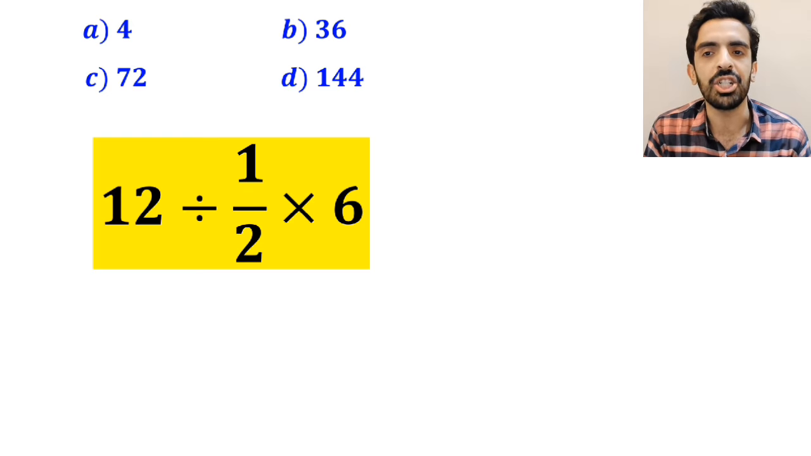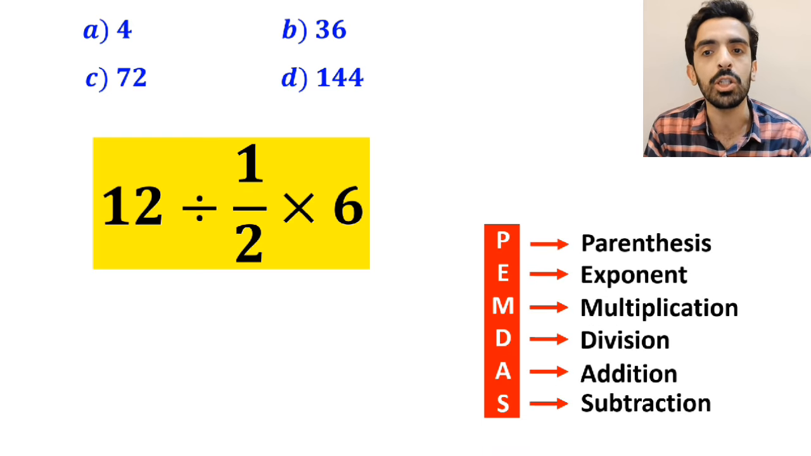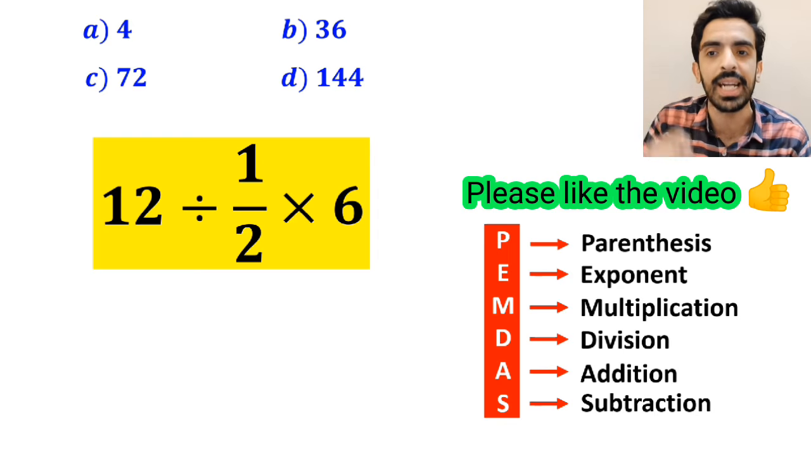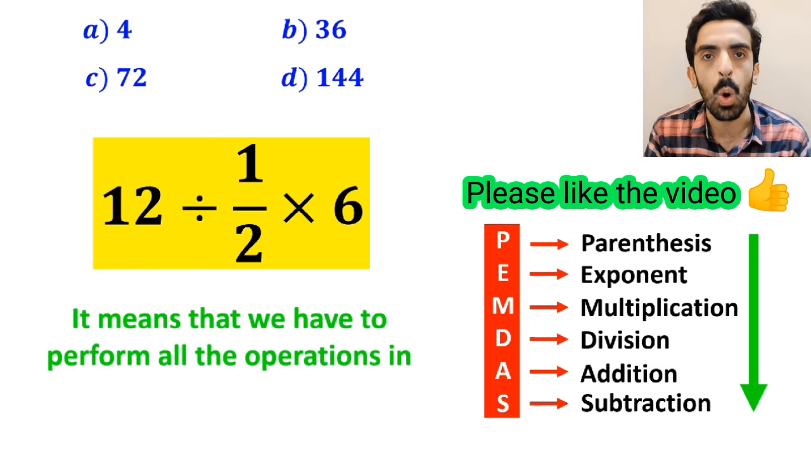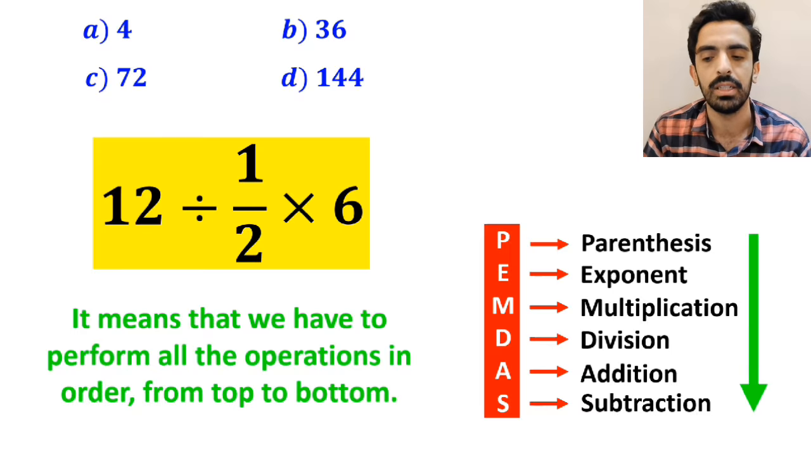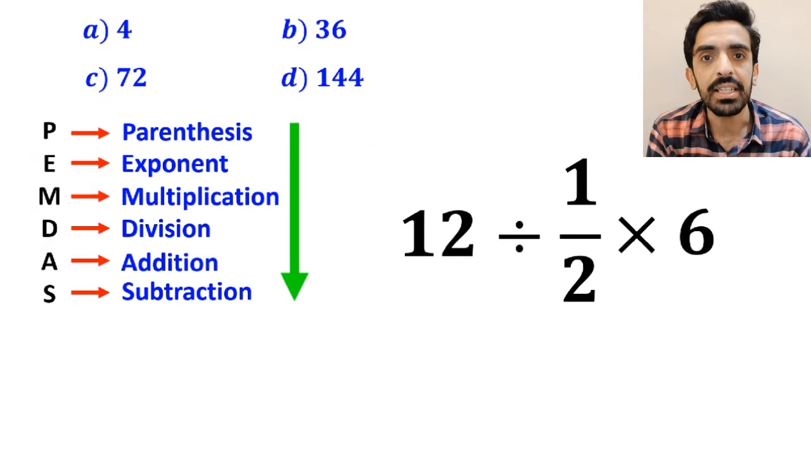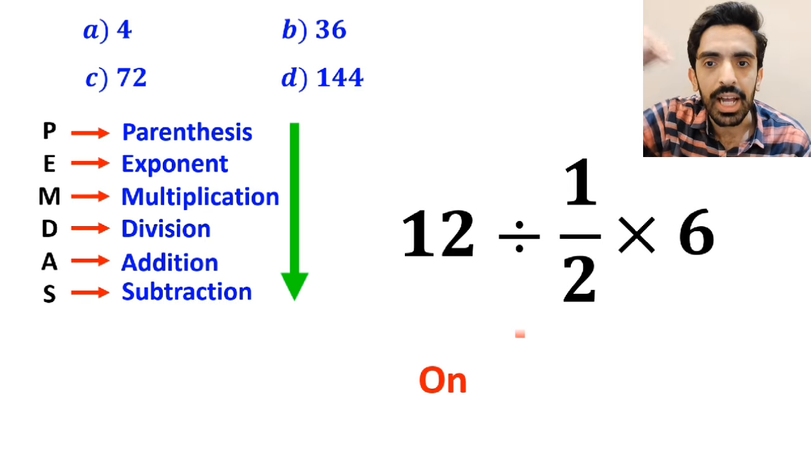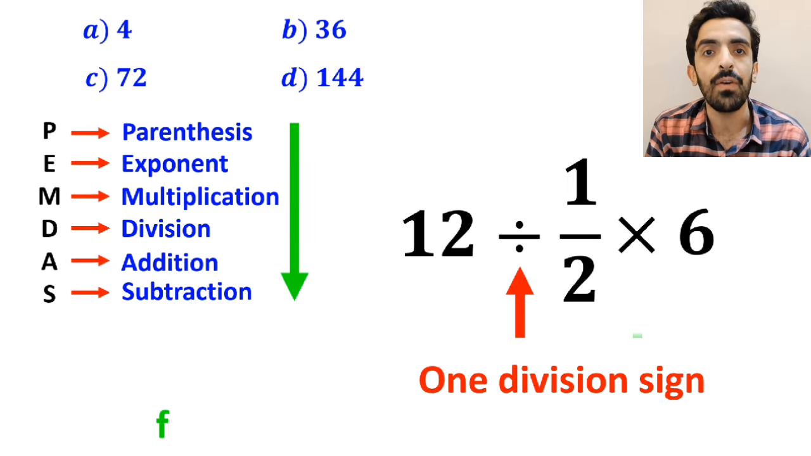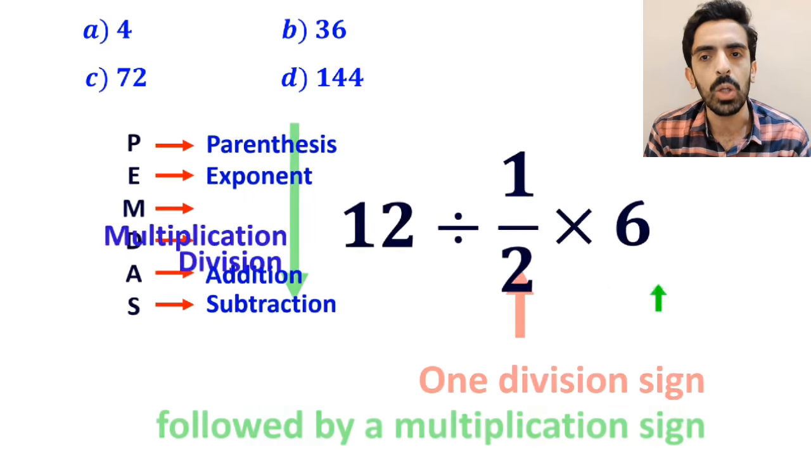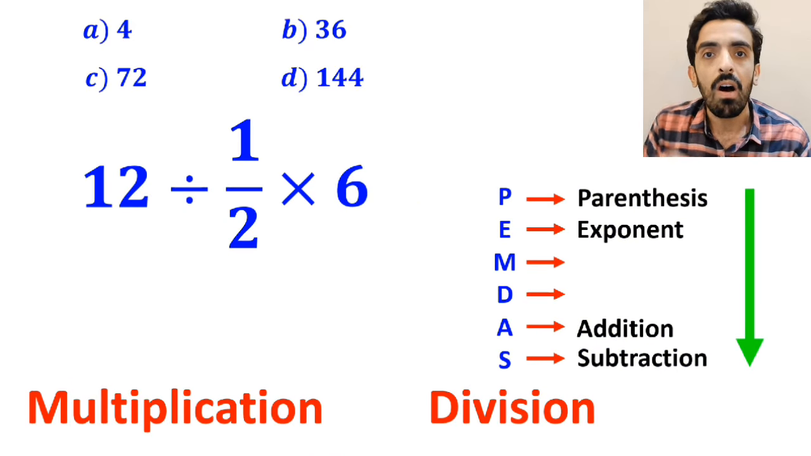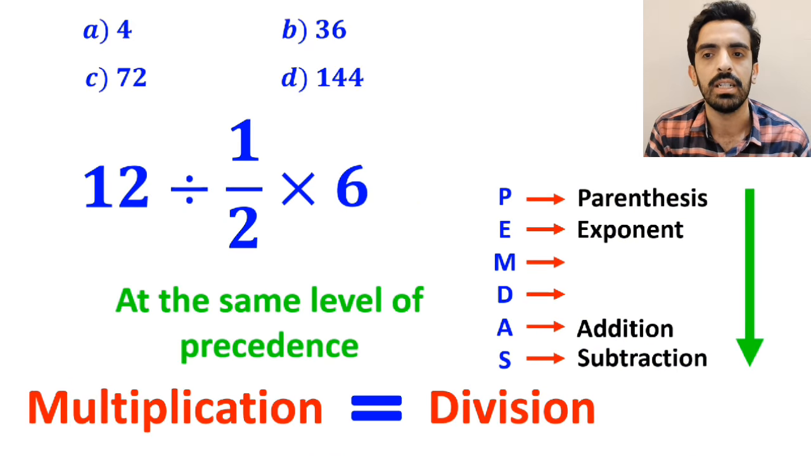To solve this question, we need to follow the PEMDAS rule exactly as I've shown on the screen. It means that we have to perform all the operations in order from top to bottom. Alright, as you can see on the screen, in this expression, we have one division sign followed by a multiplication sign. It's very important to note that multiplication and division are at the same level of precedence.